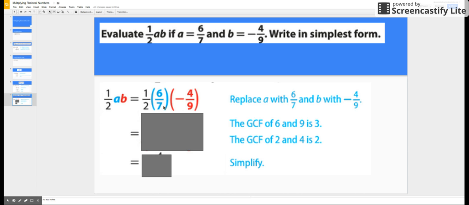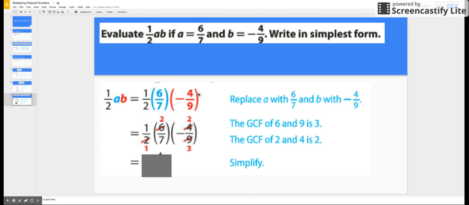So if we look diagonal, numerators and denominators, we have 6 and 9. A common factor between these two numbers is 3, right? So I can cross out the 6 and make it a 2 because 3 goes into 6 twice. I can cross out this 9 and make it a 3 because 3 goes into 9 3 times. Also, another common factor is this 2 and the 4. So 2 goes into 2 once, 2 goes into 4 twice.